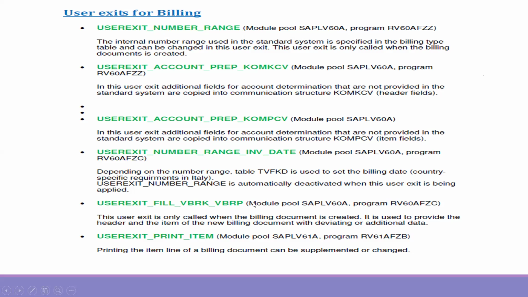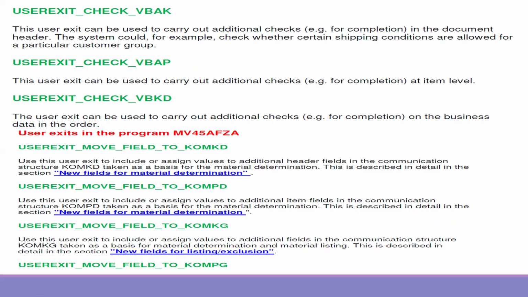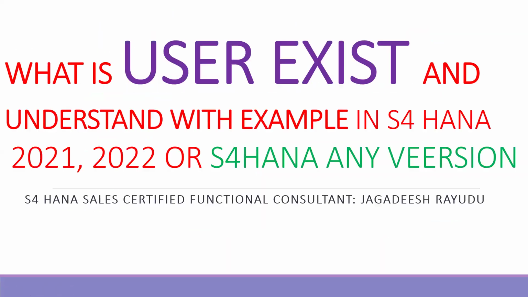I have explained about certain fields, how they need to be modified, how they need to be checked. So this is basically MOVE-FIELD KOMKD. This is a structure for pricing, available at header and item level. This is header, this is item level. There is KOMPZ. This is the common structure. This is for material determination actually. So I think you got some idea about it.